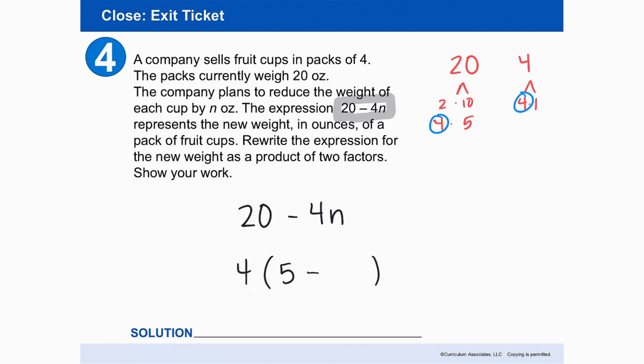What will I multiply times 4 to get 4? 1, right? And then I have my variable n. In most cases, we don't want to use that 1 because we assume that there's already a 1 there. So now we have made it a product of two factors. So I have 4 times the quantity of 5 minus n. Yay!